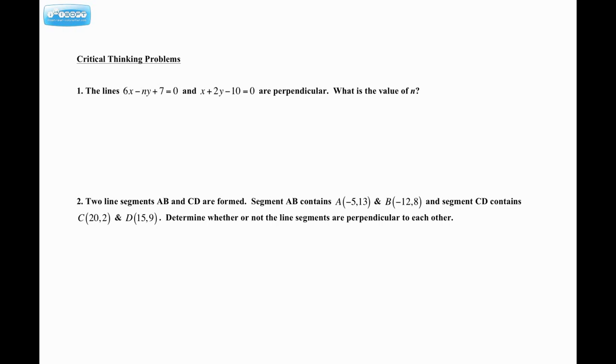All right. Moving on to the critical thinking problems. The lines 6x minus ny plus 7 equals 0 and x plus 2y minus 10 equals 0 are perpendicular. So here we have two lines. We're told already that they are perpendicular, and we simply want to determine what n is. In general form, that would be the b. We're trying to determine what number n has to be such that these lines are perpendicular.